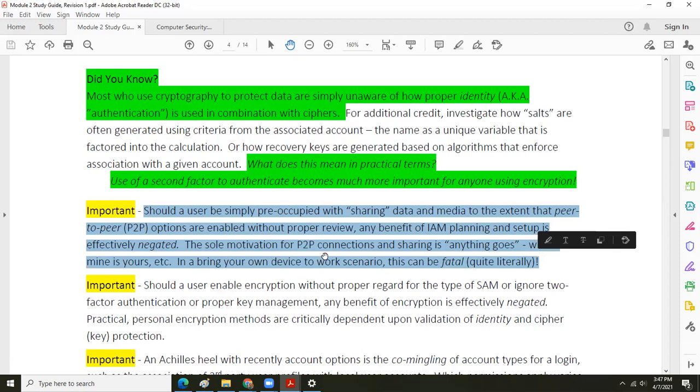The sole motivation for peer-to-peer connections is sharing, and sharing is anything goes. What you have is everyone else's. What's mine is yours. In a bring your own device work scenario, this can be fatal, quite literally. What do we mean by bring your own device work scenario? Everybody knows what BitTorrent is, right?